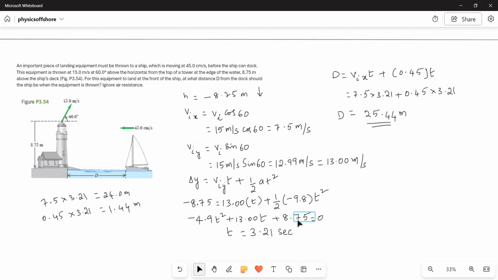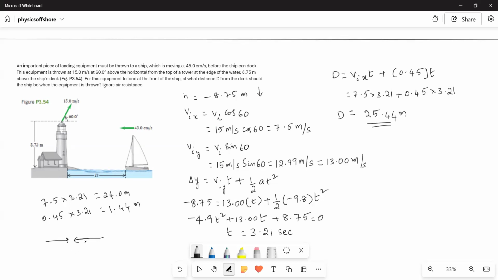Now we have to find the distance. Here, the equipment is traveling with a velocity of 7.5 meters per second for 3.21 seconds. And the ship is also traveling. How much velocity? 45 centimeters per second, that means 0.45 meters per second. With that velocity, it is traveling towards the dock. So the equipment is in this direction, and the ship is in the opposite direction.